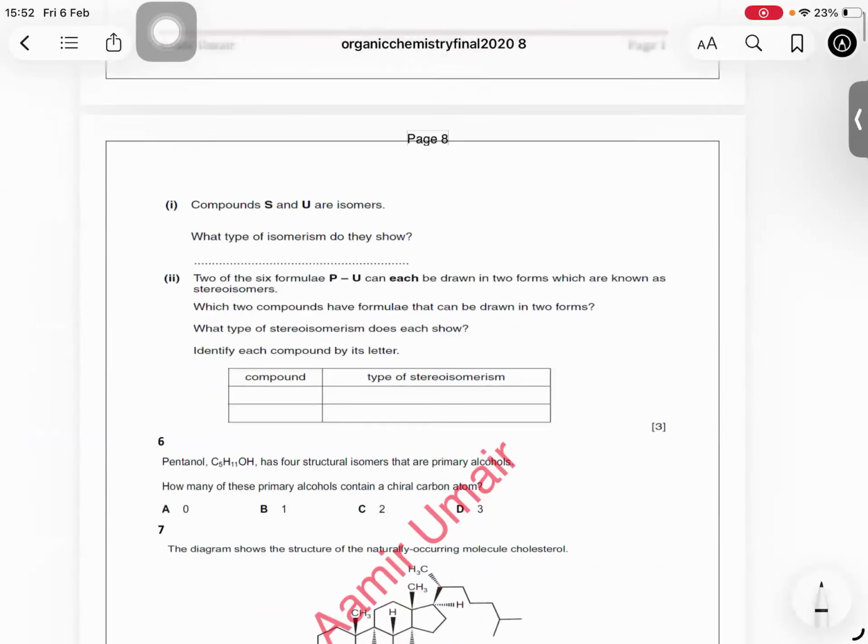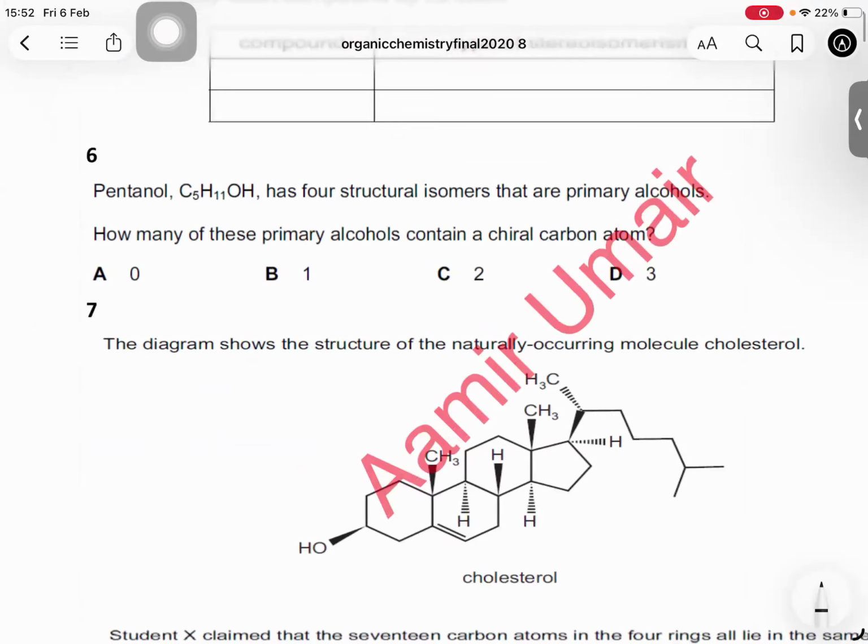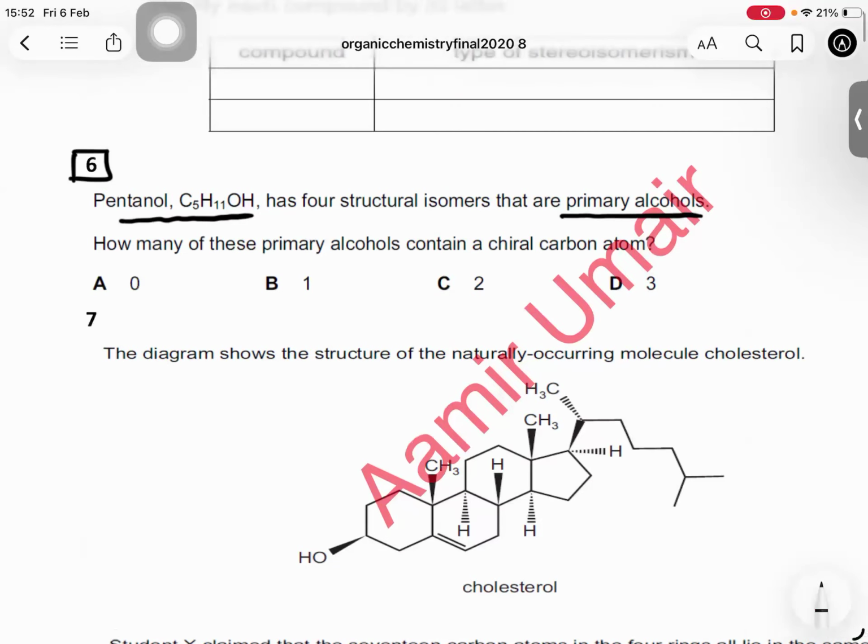Okay, this question is quite tricky. Number 6. Please look at question number 6. Pentanol has 4 structural isomers that are primary alcohols. In this type of question, they combine the isomerism with another concept, that is primary alcohols. So he's asking us that pentanol, 5 carbon alcohol, has 4 structural isomers which are primary alcohol. Out of these primary alcohols, which contain the chiral carbon? Now forget the chiral carbon at this moment.